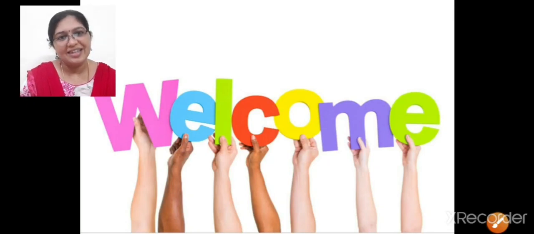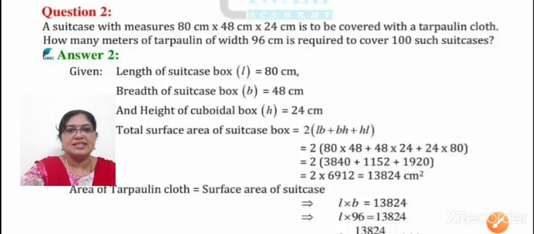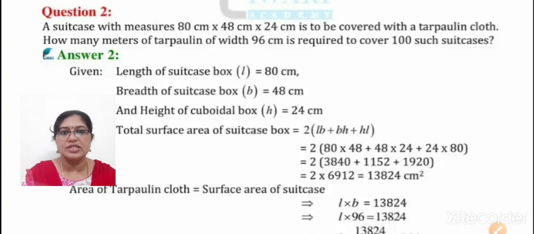Hi children, let us continue our chapter mensuration, exercise 11.3. Children, second question, let us see. Let us read the question now.